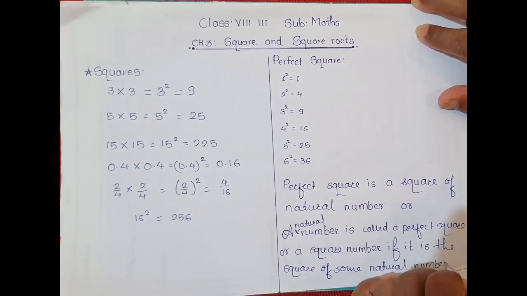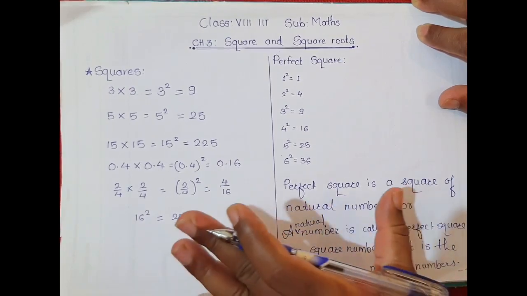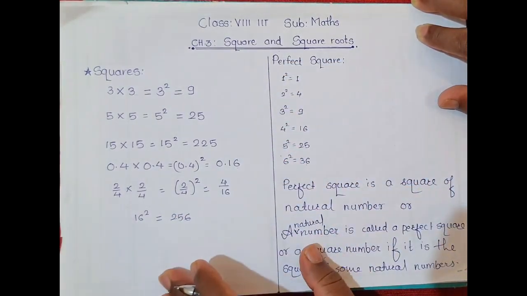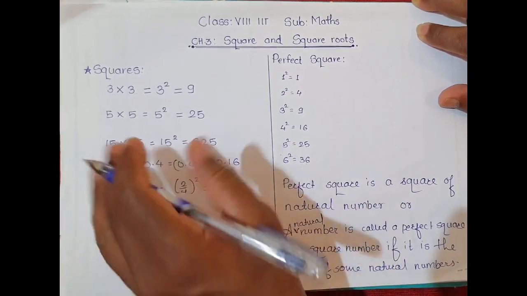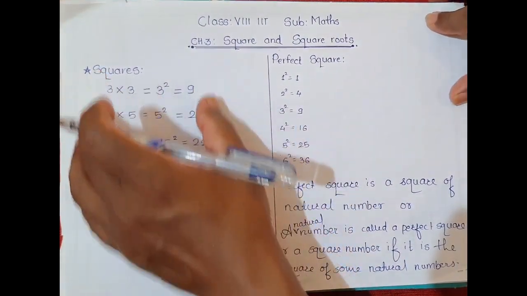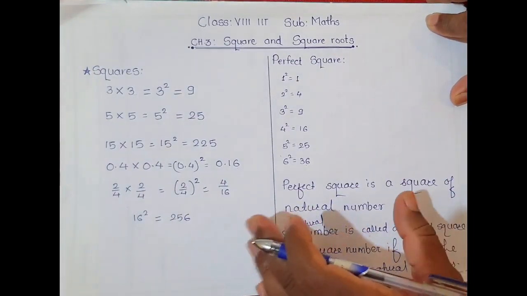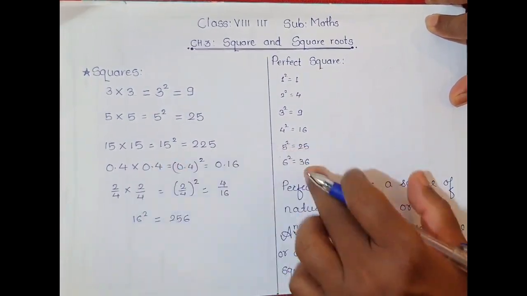Understood? So it must be a square of some natural numbers like 1, 2, 3, 4, 5, 6, 7, 8 and so on. Understood? Perfect square means what? Okay, so here we have learned about the square and perfect square. Now after this, write this in your notebook.